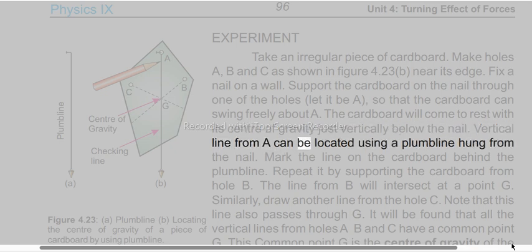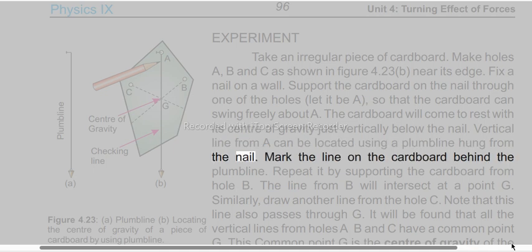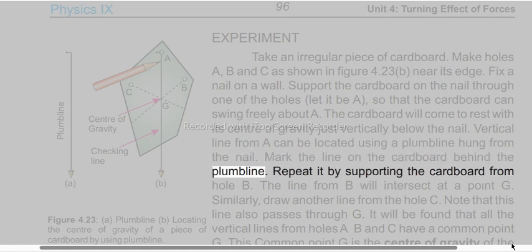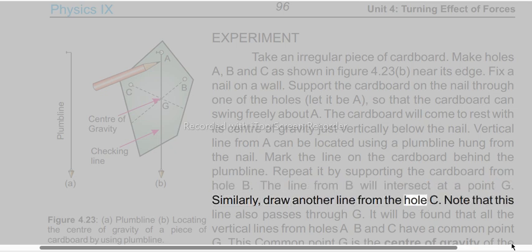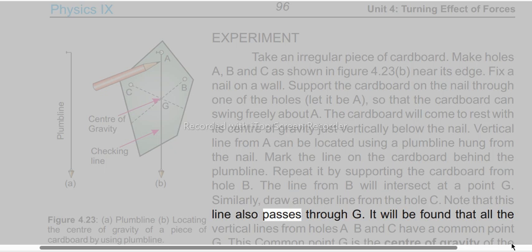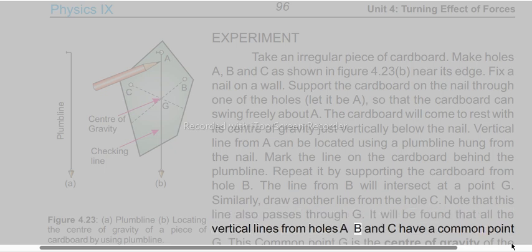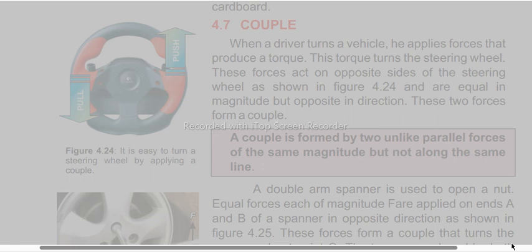Vertical line from A can be located using a plumb line hung from the nail. Mark the line on the cardboard behind the plumb line. Repeat it by supporting the cardboard from hole B. The line from B will intersect at a point G. Similarly, draw another line from the hole C. Note that this line also passes through G. It will be found that all the vertical lines from holes A, B, and C have a common point G. This common point G is the center of gravity of the cardboard.